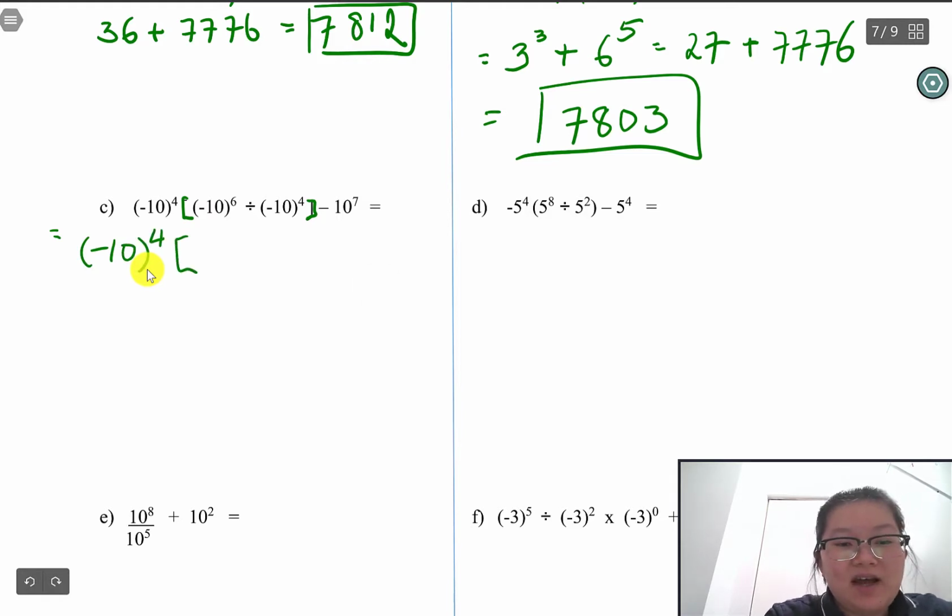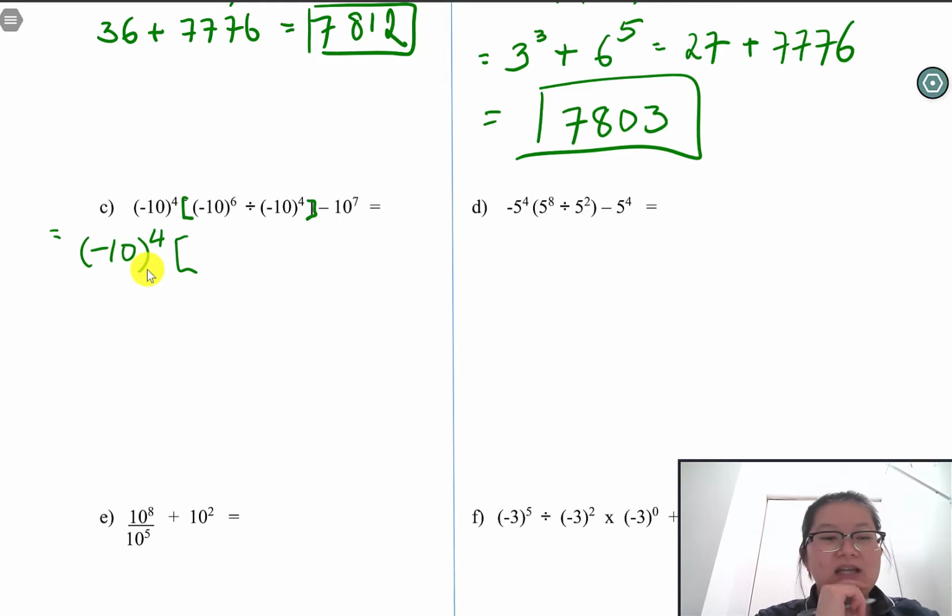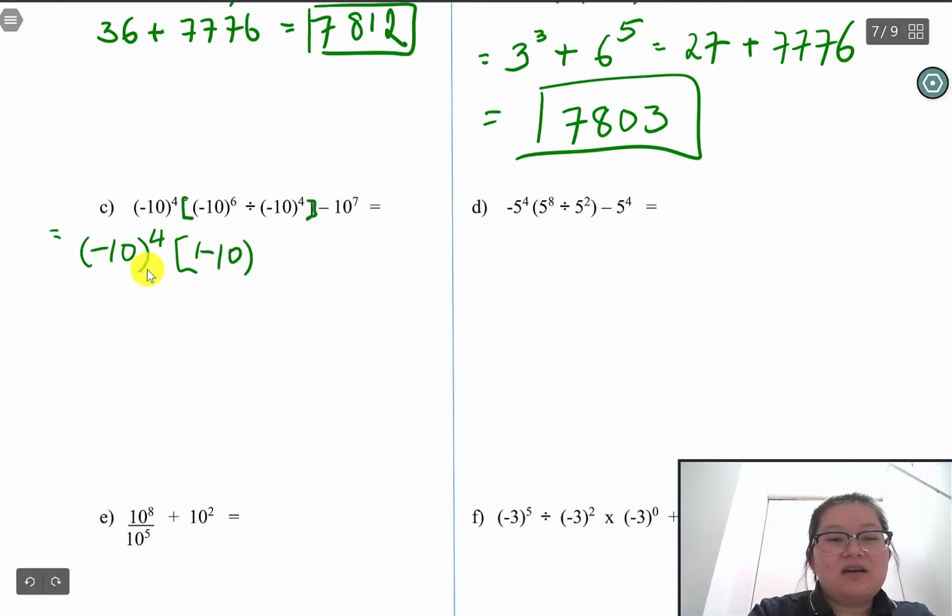Inside these brackets, we have negative 10 to the power of 6 divided by negative 10 to the power of 4. Both use the same base, and we just have to subtract the exponents. 6 minus 4 gives us 2. And then I have to bring the minus 10 to the power of 10 back over here.